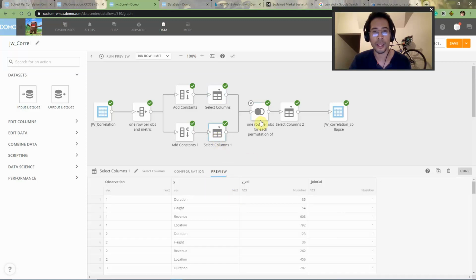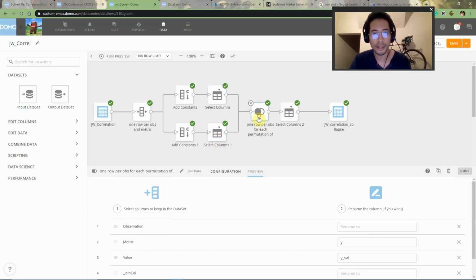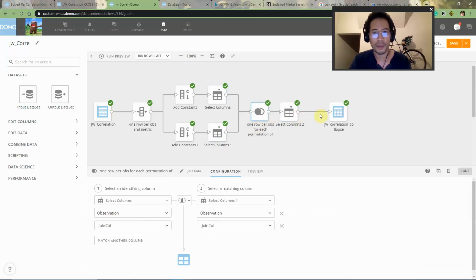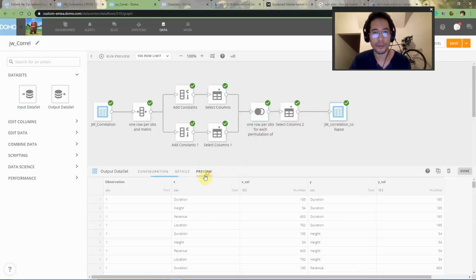Here, I take the same data and just rename the columns as X, and here I'll rename the columns as Y. When I do my cross apply on observation, my output data set will be, if each observation has 4 metrics and I did a cross apply, 4 times 4 is 16 rows per observation, and 16 times 13, I can't do that in my head.